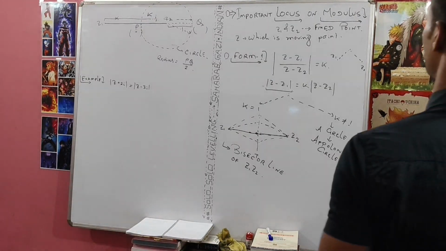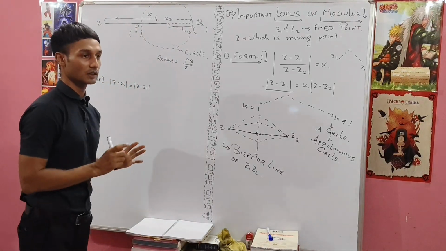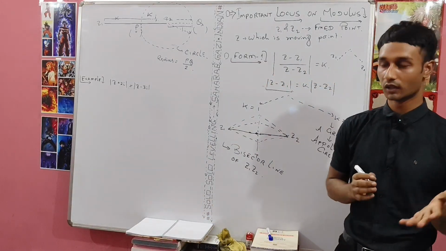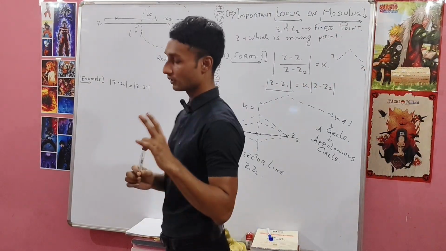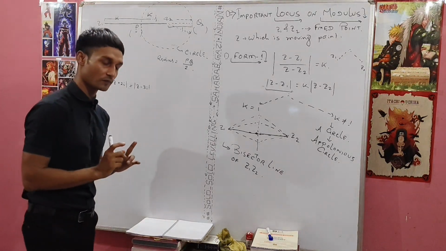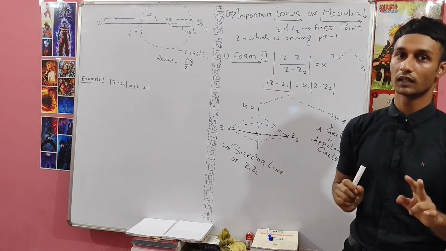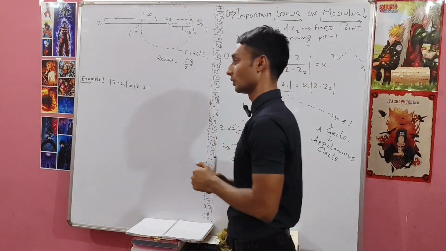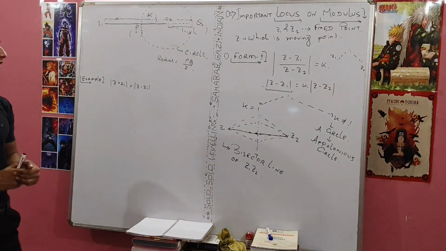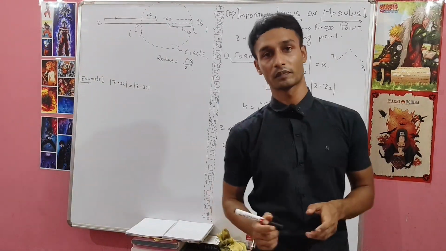So what we have studied about this important locus on modulus. The first form is when mod of z minus z1 by z minus z2 is equal to k. Here there will be two different categories. When k is equal to 1, you will get a bisector line between z1 and z2. The second one is when k is not equal to 1, you will get an Apollonius circle with pq as diametric ends and radius pq by 2.